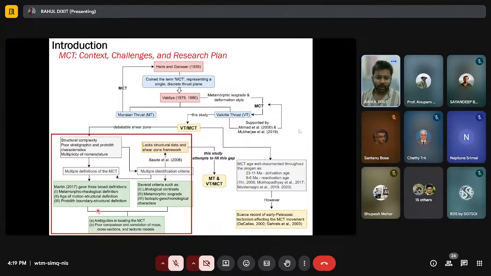So several difficulties arise in locating the main central thrust, and there are several ambiguities in locating the main central thrust. Because of all these ambiguities, a poor comparison and correlation of maps, cross sections, and tectonic models is present. So this is one aspect that we'll be discussing in this particular presentation.